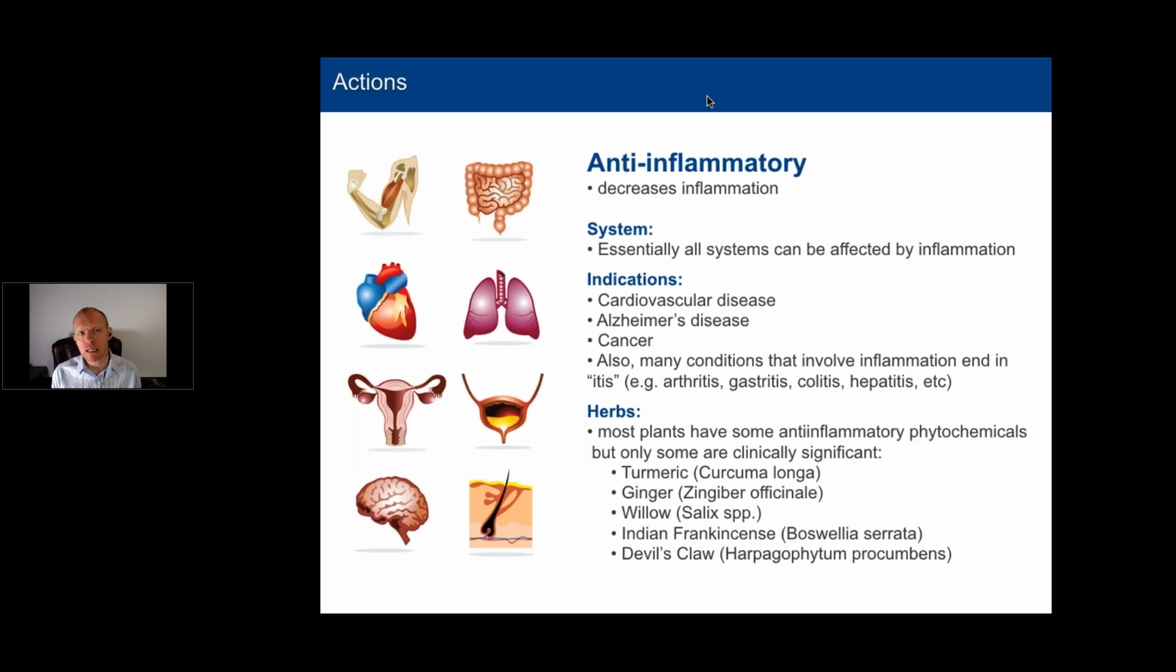Now, in general, just so you guys can remember it, you'll probably figure this out on your own, but most conditions that end in itis, that itis means inflammation. So arthritis, gastritis, colitis, hepatitis, all these things have inflammation as a component to it. And so for a lot of these, it would be indicated to use an anti-inflammatory substance to help treat it.